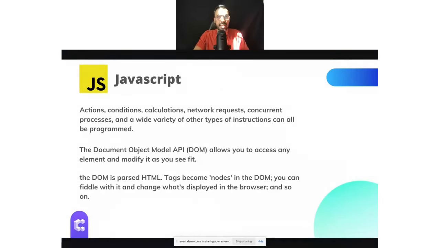So JavaScript is a programming language. It was introduced in 1995. Up until 2008, 2009, JavaScript was exclusively used in web browsers, right? So you could only execute and run JavaScript as a programming language in web browsers. Using JavaScript, you can add actions, conditions, calculations, network requests, concurrent processes, and a wide variety of other types of instructions. And you can program them all using JavaScript in your web pages, okay?